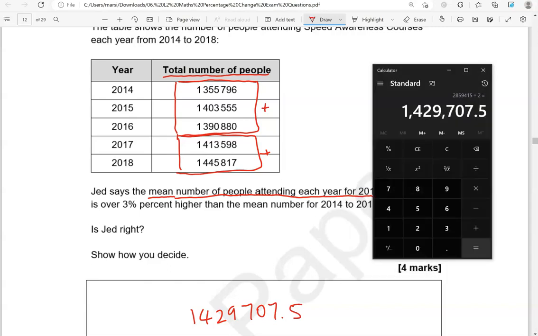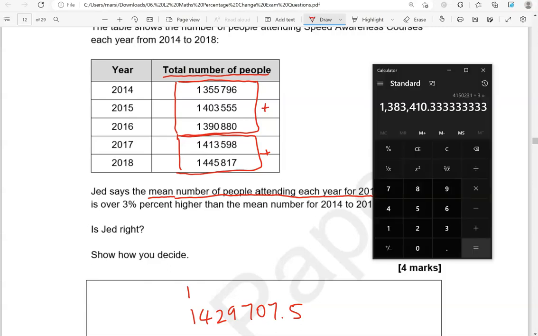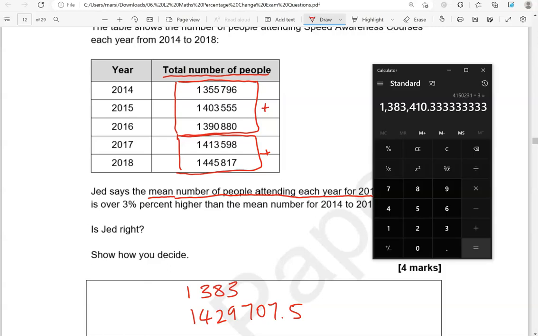We'll repeat the process for the top 3 numbers. So 1,355,796 plus 1,403,555 plus 1,390,880 gives us this number, which we divide by 3 to give us 1,383,410.3.